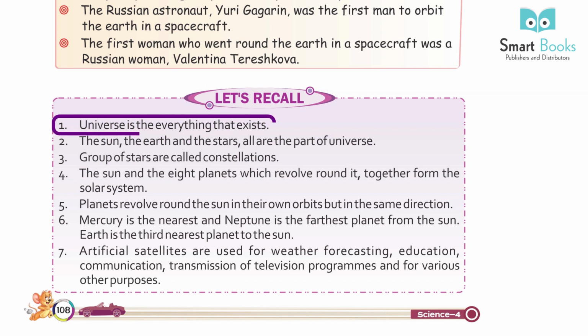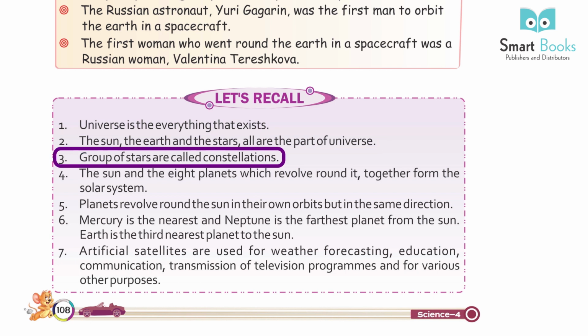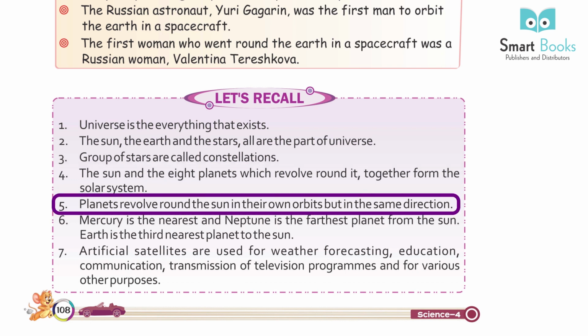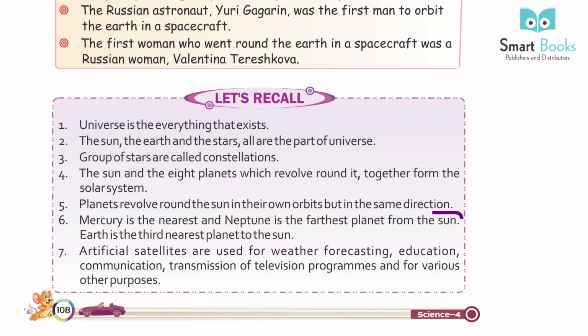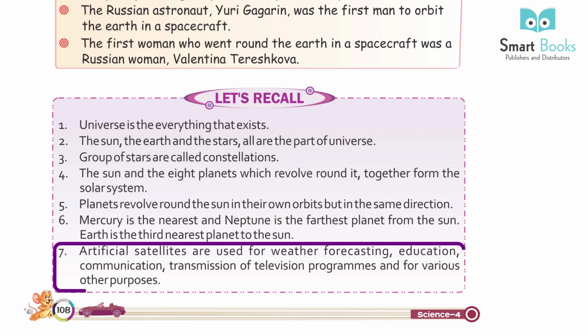Let's recall. 1. Universe is everything that exists. 2. The sun, the earth and the stars all are part of the universe. 3. Groups of stars are called constellations. 4. The sun and the 8 planets which revolve round it together form the solar system. 5. Planets revolve round the sun in their own orbits but in the same direction. 6. Mercury is the nearest and Neptune is the farthest planet from the sun. Earth is the third nearest planet to the sun. 7. Artificial satellites are used for weather forecasting, education, communication, transmission of television programs and for various other purposes.